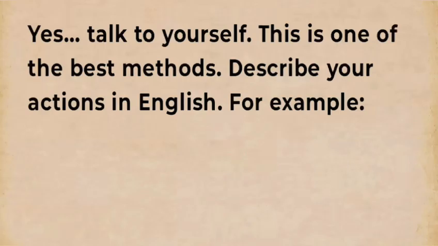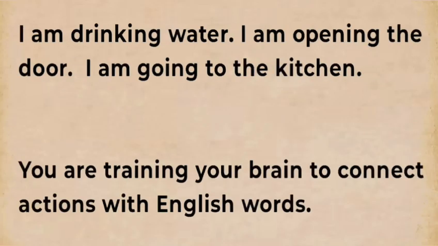Talk to yourself in English. Yes, talk to yourself. This is one of the best methods. Describe your actions in English. For example, I am drinking water. I am opening the door. I am going to the kitchen. You are training your brain to connect actions with English words.